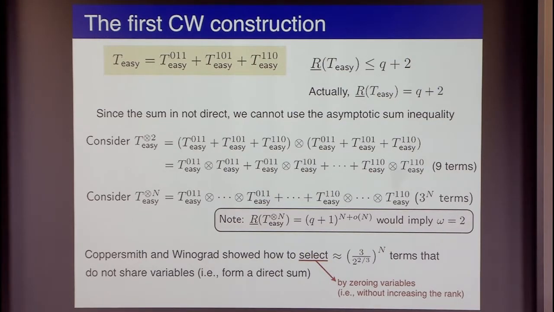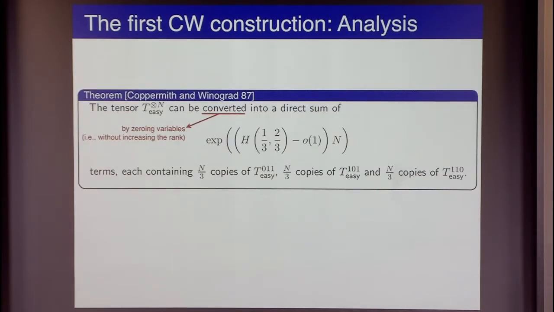The point is that you can select it by only zeroing variables. So this kind of selection will not modify the ring, will not increase the ring. This is a crucial thing. So this will be a restriction of the initial tensor. And the precise statement of this result by Coppersmith and Winograd is the following.